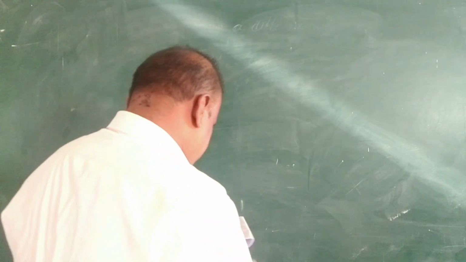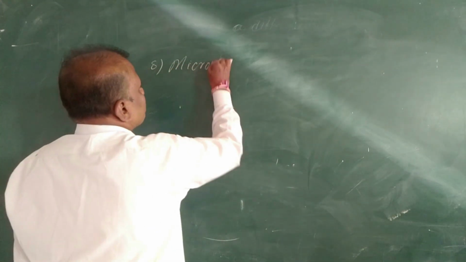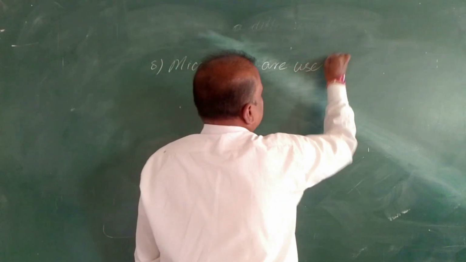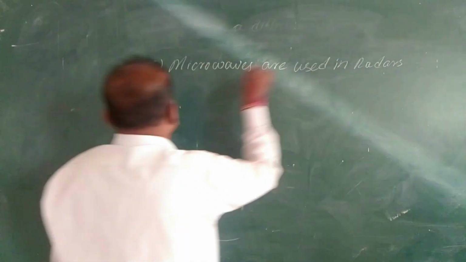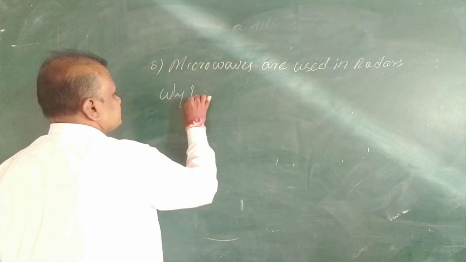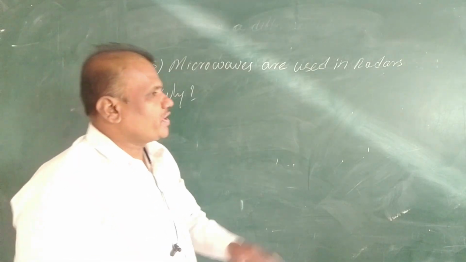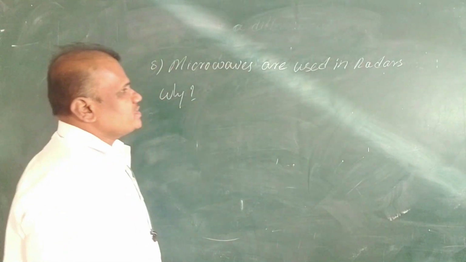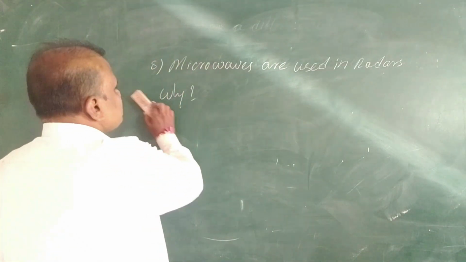Then we have question number 8. Microwaves are used in radars. Only microwaves are used in radars. Why? Radars are used to locate the position of ships, aeroplanes or fighter jets. That is the use of radars. In radars, only microwaves are used to detect these objects.